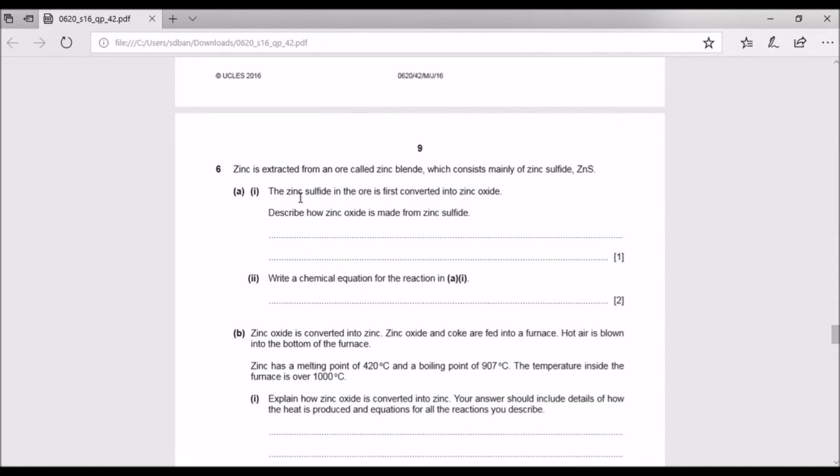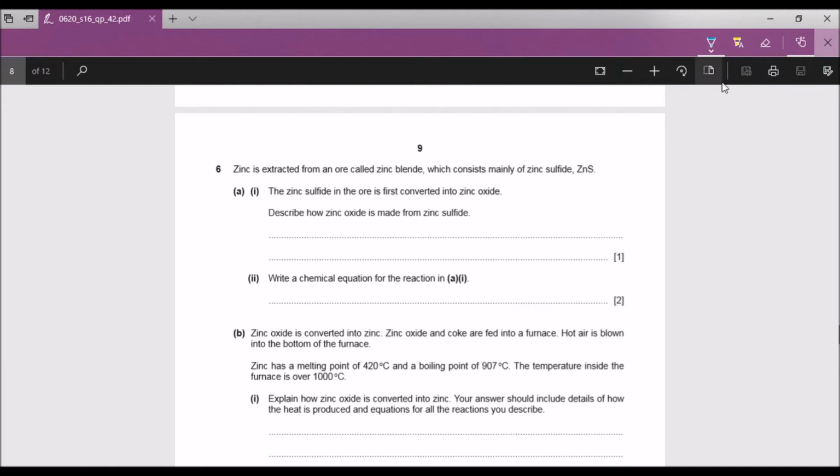So anyways, let's not waste more time. Let's continue with 6a part 1. Question 6 says zinc is extracted from an ore called zinc blende, which consists mainly of zinc sulfide, ZnS, which is the formula. The zinc sulfide in the ore is first converted into zinc oxide. Describe how zinc oxide is made into zinc sulfate. So let me see if I remember how to do this. Zinc oxide is made from zinc sulfide. That's your formula. You need this for the second part anyways, if you don't remember.